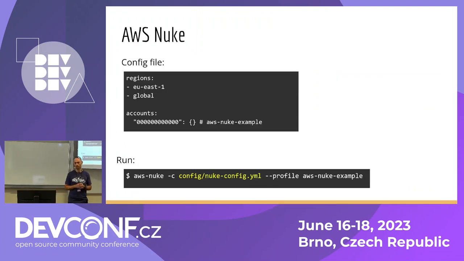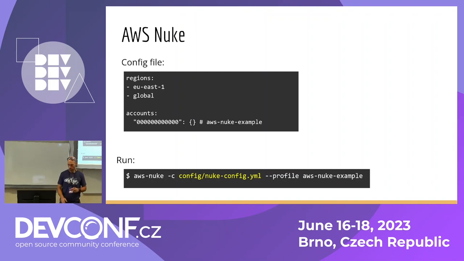So to use it, you start with defining a config file, which is basically a YAML file. You set up which regions you want to clean. Some AWS resources are tied to a specific region. Some are not, they are global. So you just write global as a region, and then you list the accounts that you'd like to clean. And then you just type aws-nuke -c, and then a path to the config file, and then --profile, and that contains the AWS profile that AWS Nuke would be using to connect to your AWS account and clean things up.